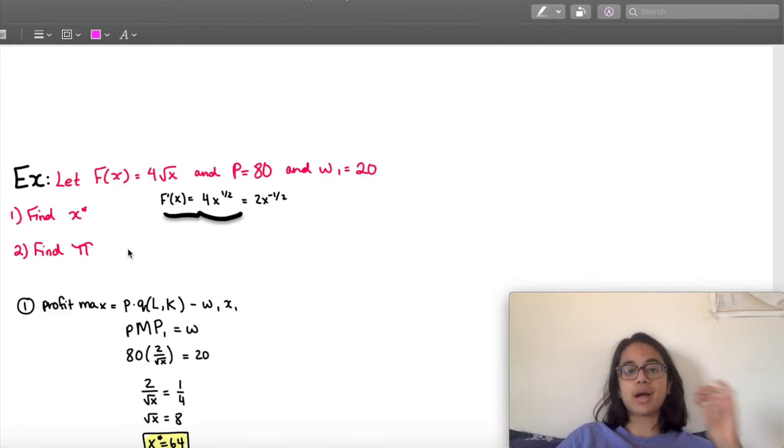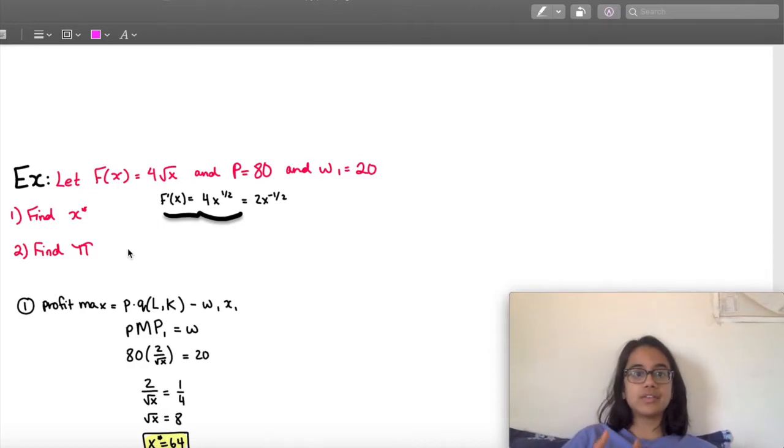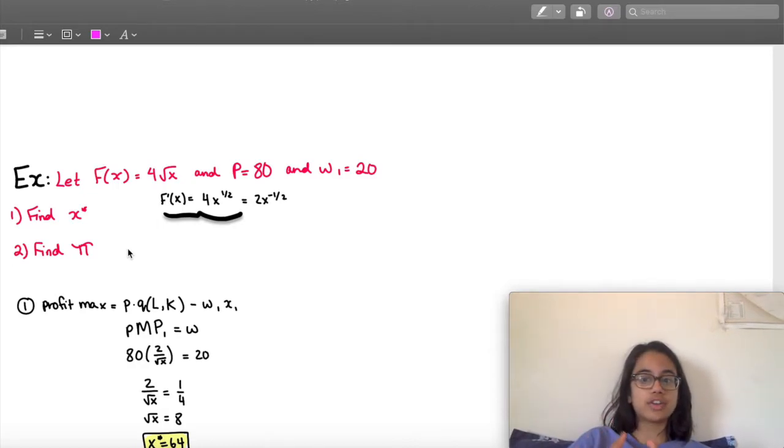How I like to do this problem is, before I even start, I like to find the derivative of our production function, because I know that I'll be using it in order to find the profit max equation. So I am going to take the derivative right here. Basic calc: it's just 2 times square root of 2 over the square root of x, which is the same thing as 2 times x to the power of negative 1/2, right?